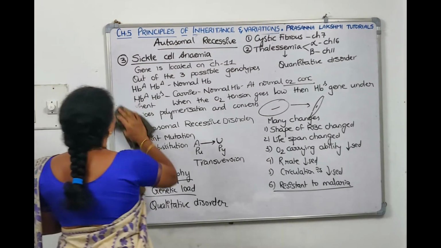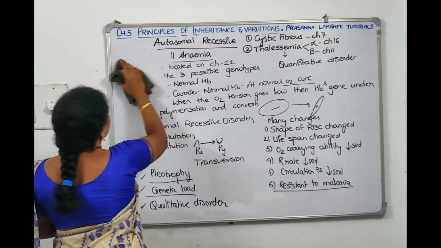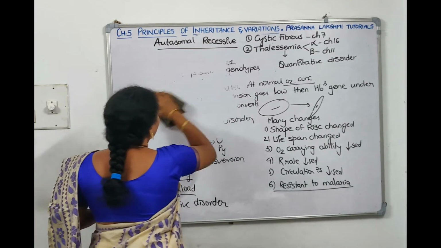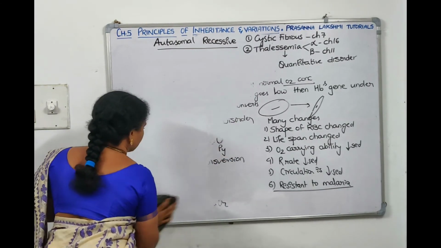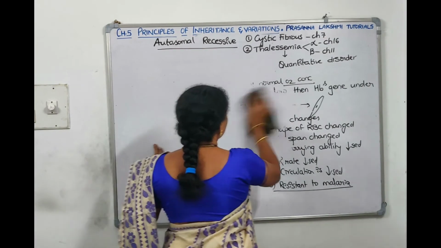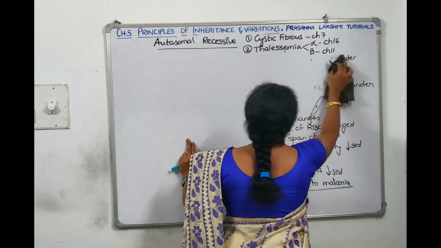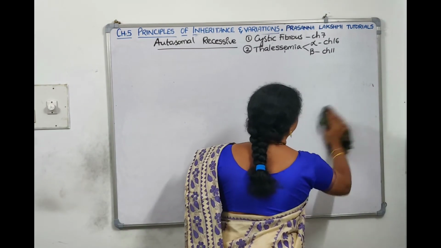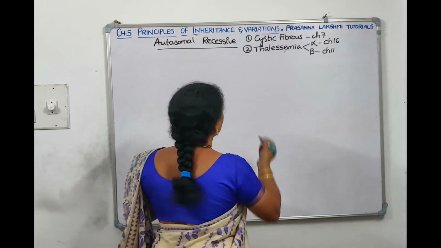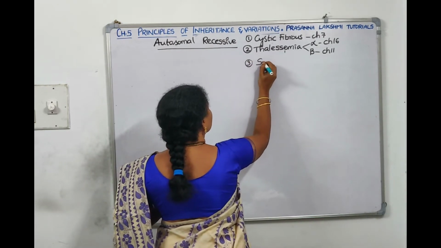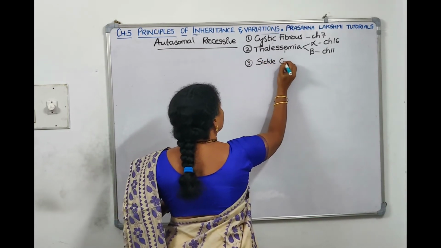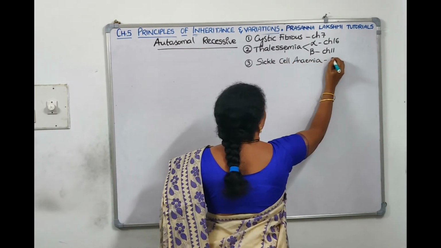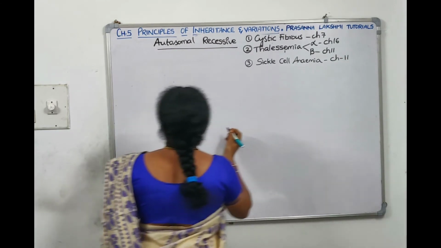Right. The fourth example of autosomal recessive is phenylketonuria, which is an inborn error of metabolism. It's an enzyme disorder. That's why we call it an inborn error of metabolism. The third example we just saw was sickle cell anemia. It's on chromosome number 11.